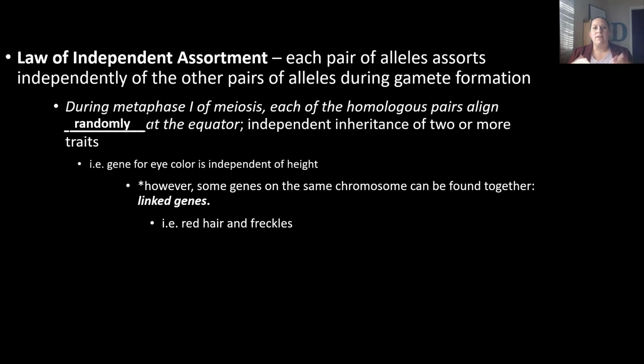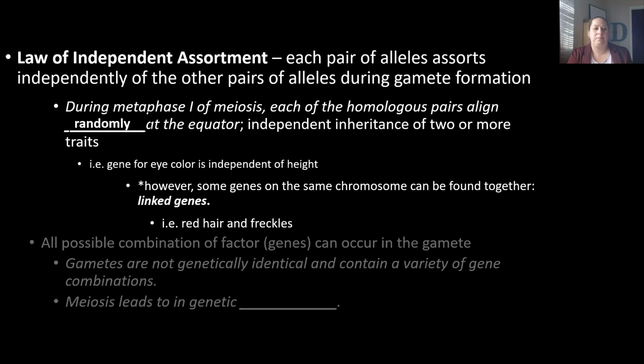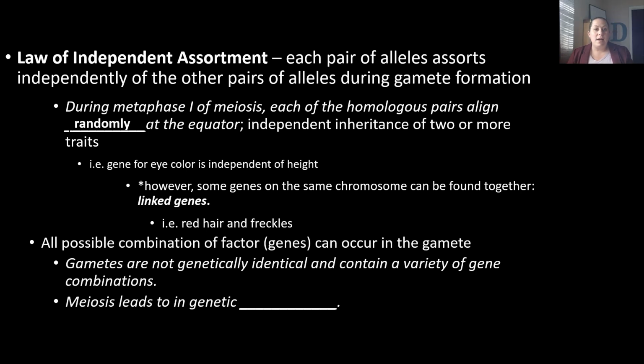Okay. So if they're found on the same chromosome, this is different. But if it's different chromosomes, the different chromosomes don't care what the other chromosomes are doing. So all possible combinations of a factor or gene can occur in a gamete. So gametes are not genetically identical and they contain a variety of gene combinations. And this is what's great because meiosis leads to genetic variability, or what we consider variation. All right. And so this is a great thing that gives us a lot of diversity.